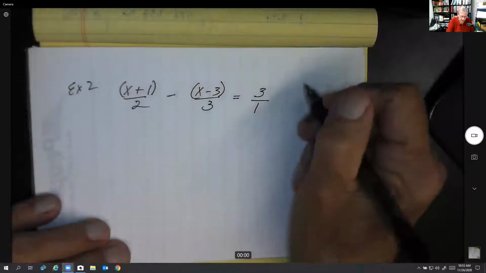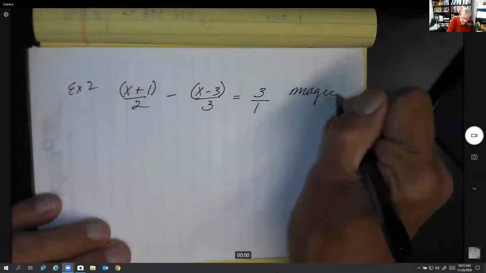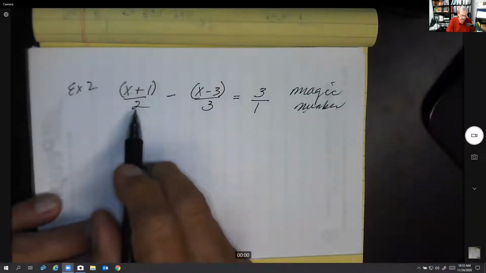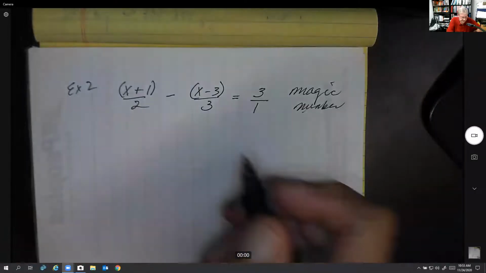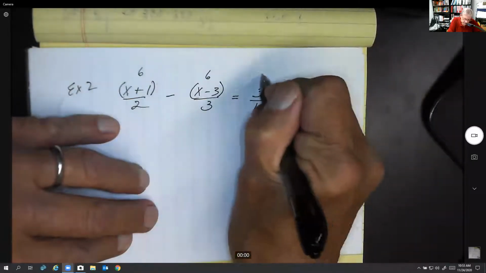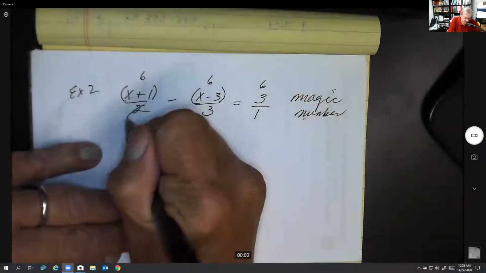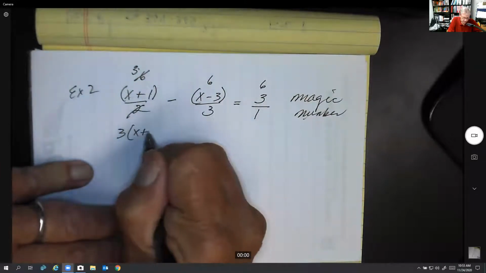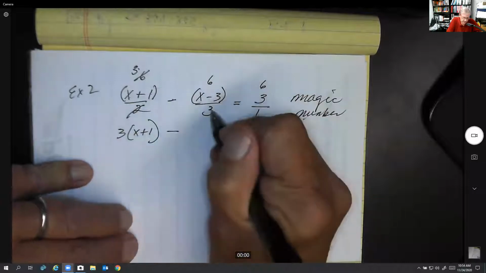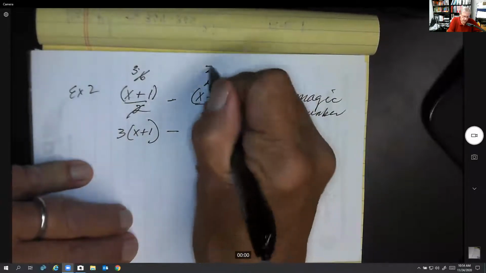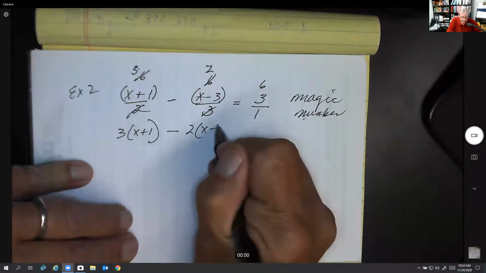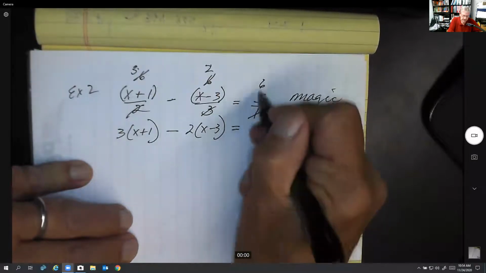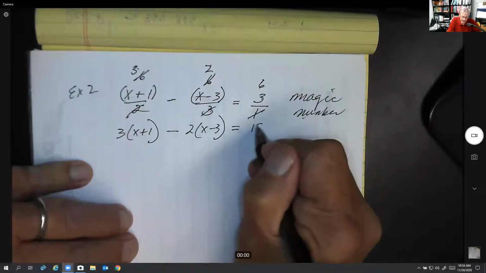So common denominator, magic number. The magic number, 2 times 3 times 1, easy enough to get, 6. Going to put a 6 over each one. Divide, 2 into 6 is 3. 3 times this whole thing, 3 times x plus 1. Operation minus, 3 into 6 is 2. 2 times x minus 3. Equals, 1 into 6 is 6. 6 times 3 is 18.